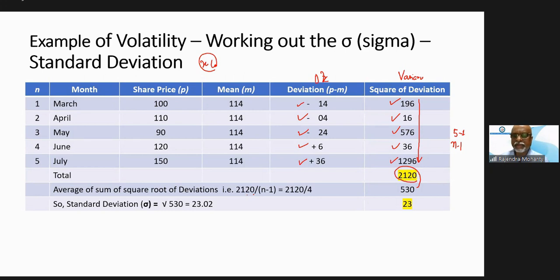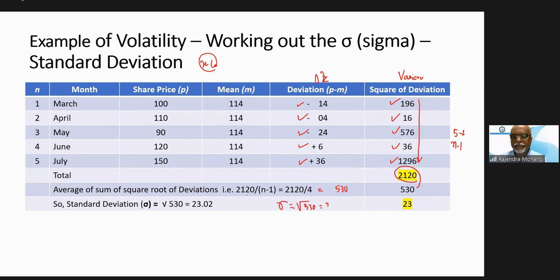The number of data points is actually 5. So instead of dividing by 5, we have to divide by 5 minus 1. That's why it is called n minus 1. So 2120 divided by n minus 1 becomes 2120 divided by 4, which equals 530.